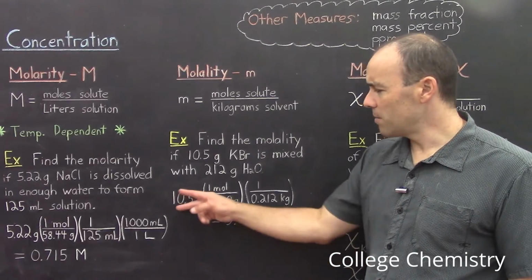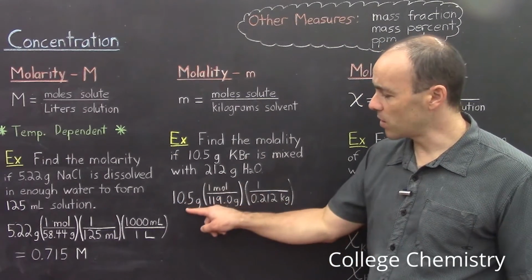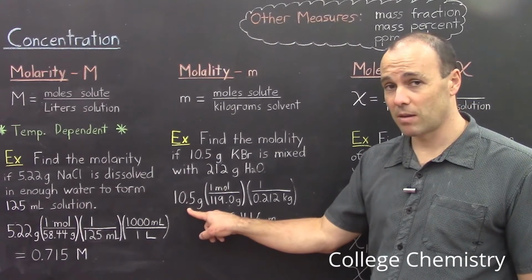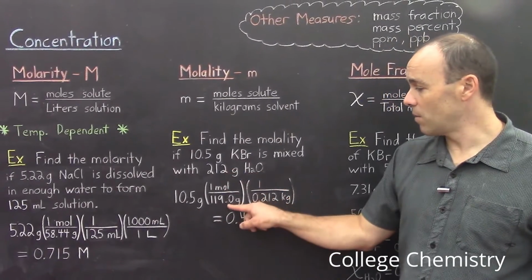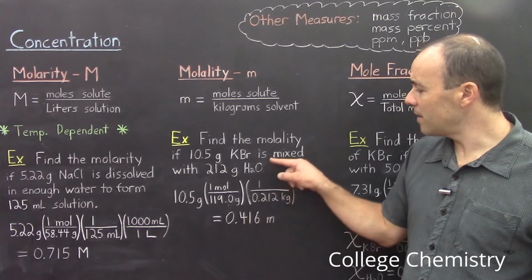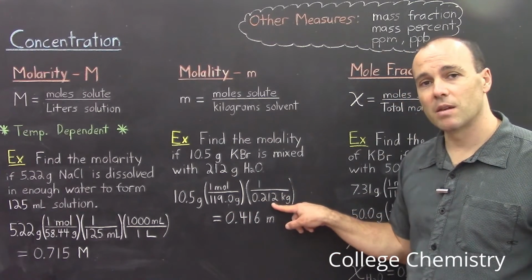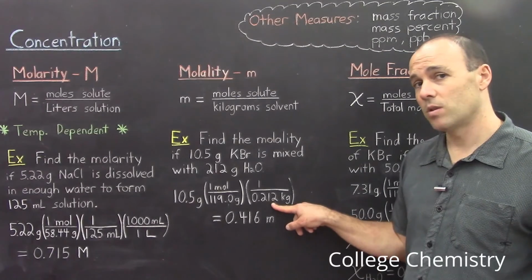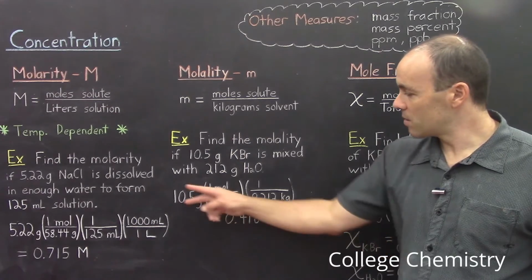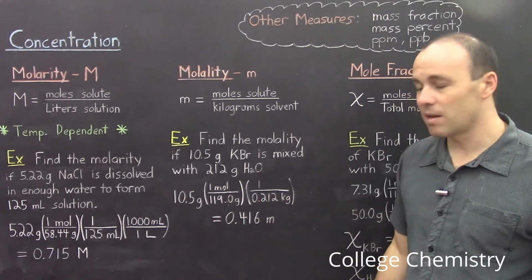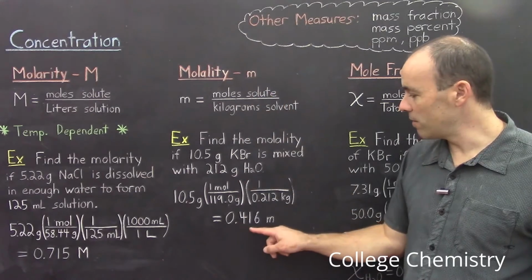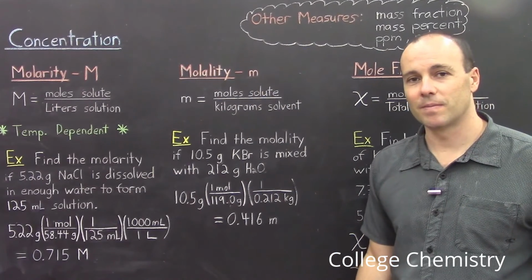So again, using dimensional analysis, starting with the mass of the solute, 10.5 grams potassium bromide, converting to moles using the molar mass, and then dividing by the mass of the solvent, which is 0.212 kilograms. So working it out, you get moles per kilogram, or molality, and you get 0.416 molality.